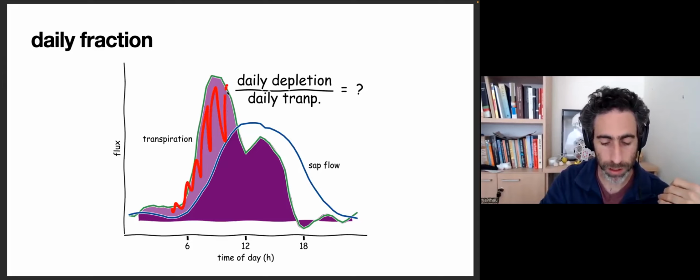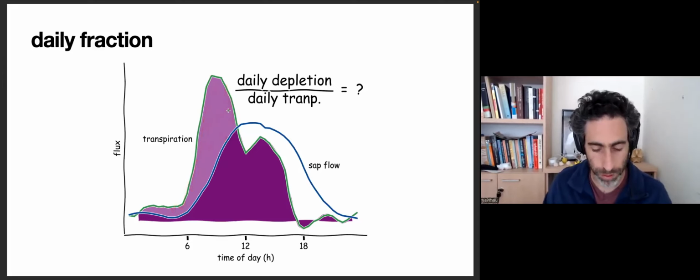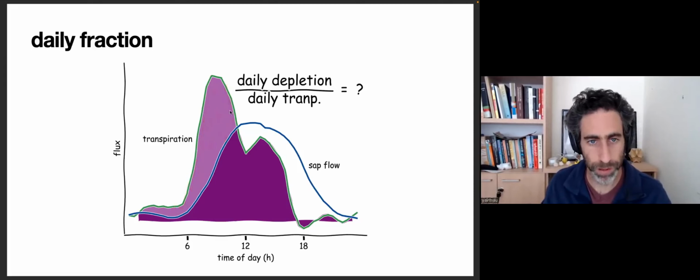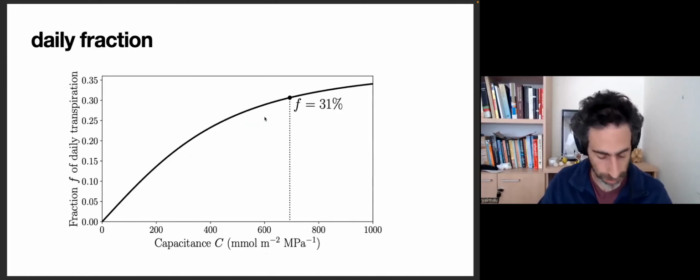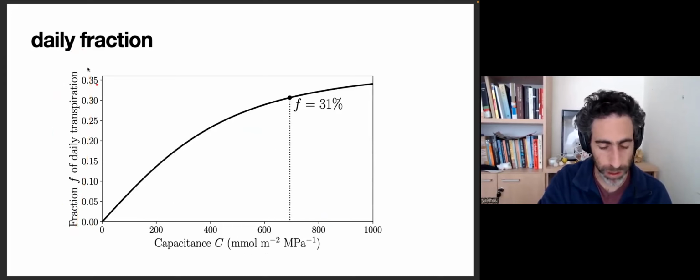So what fraction of the daily transpiration was from the storage unit? With the help of the model, we can do that. This is the fraction, from 0 to 1, or a percentage if you multiply by 100, as a function of the capacitance.